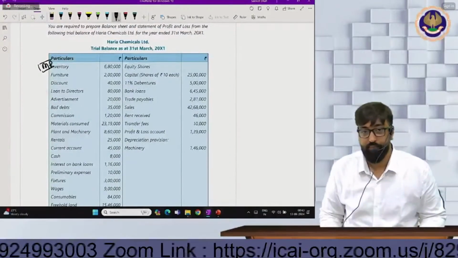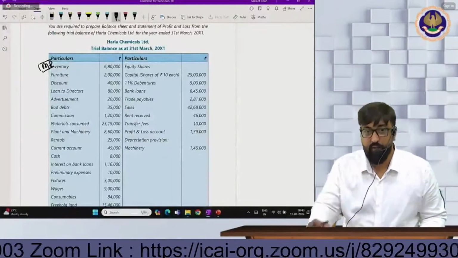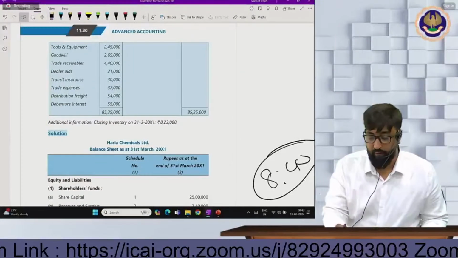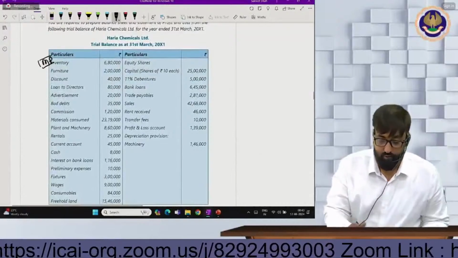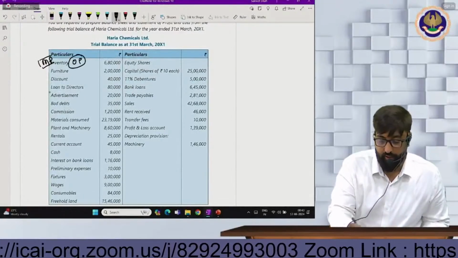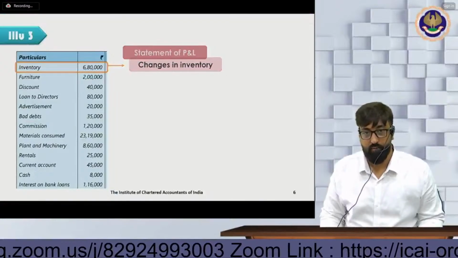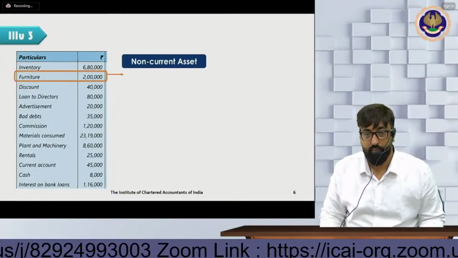Exactly. So which inventory is this beta? Opening or closing? It is opening. Why? Because closing inventory is given in the adjustment. So you can write over there: this is opening inventory. Furniture. It will be in PPE, property, plant and equipment. Very good.